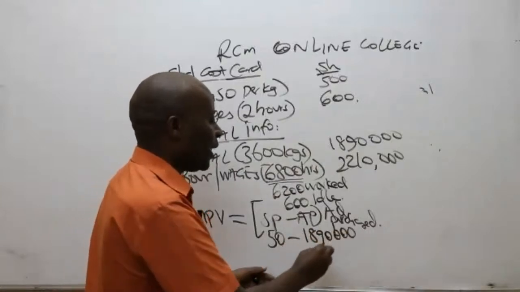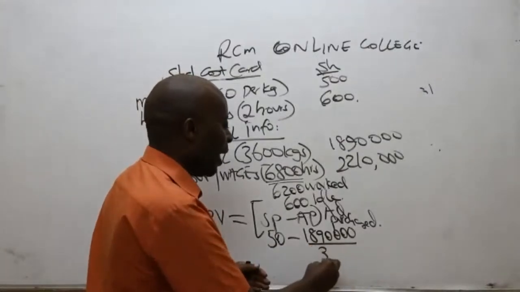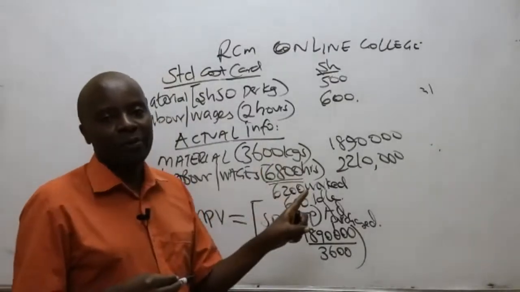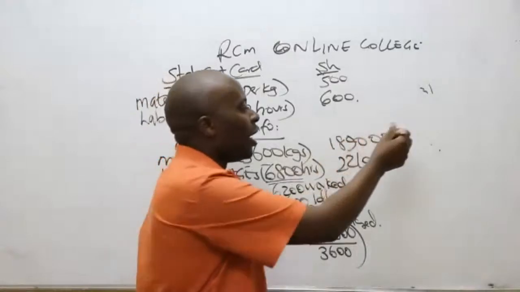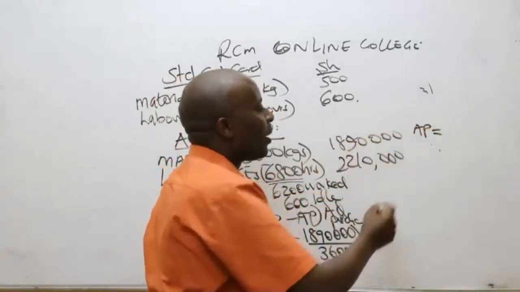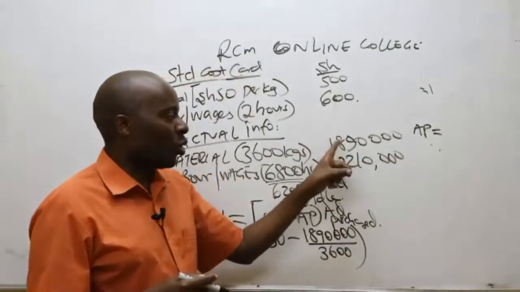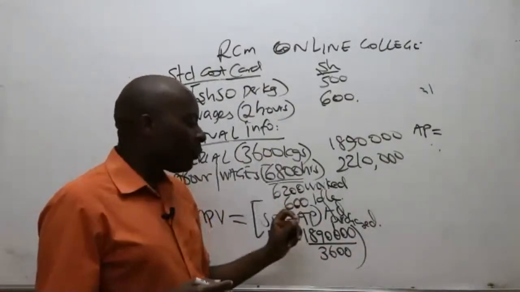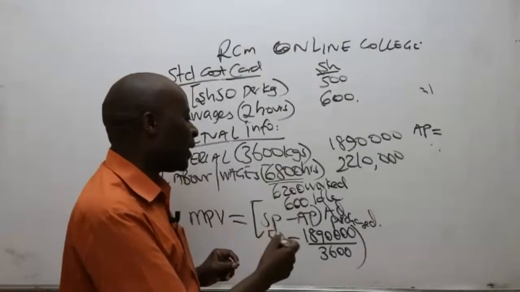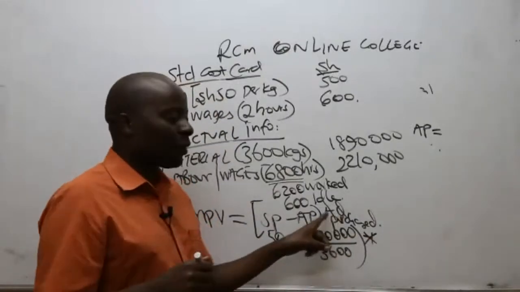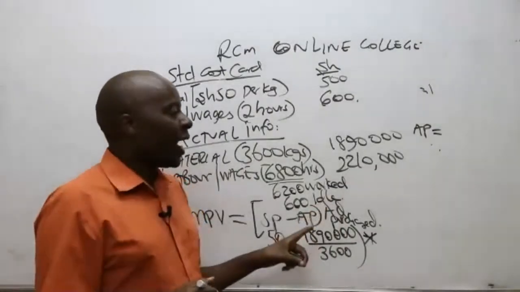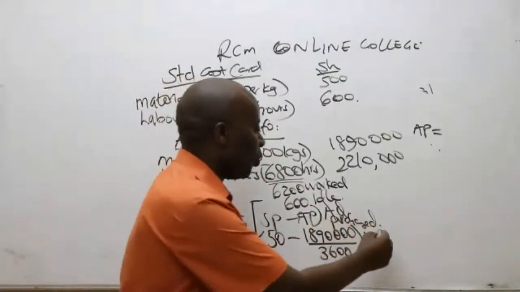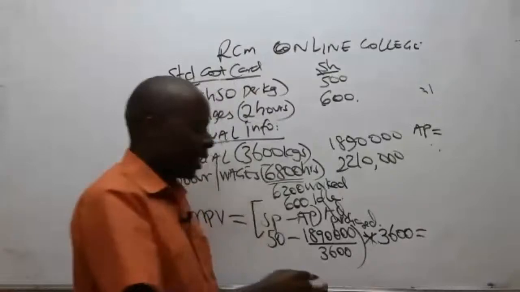All the kilograms cost 1,890,000, divided by 3,600, because I'm interested in cost per kilogram, the actual price per kilogram. Actual price per kilogram will be the total actual cost divided by the actual number of kilograms. Come outside here, ladies and gentlemen. What do we have? The actual quantity. The actual number of kilograms we can see from the actual information here: we purchased 3,600.